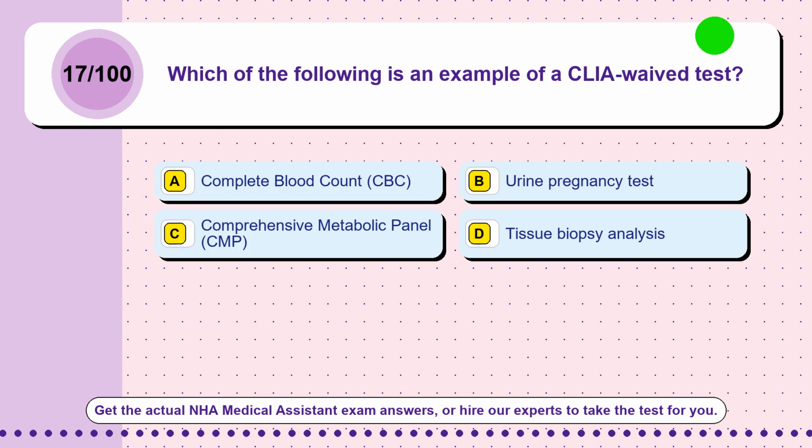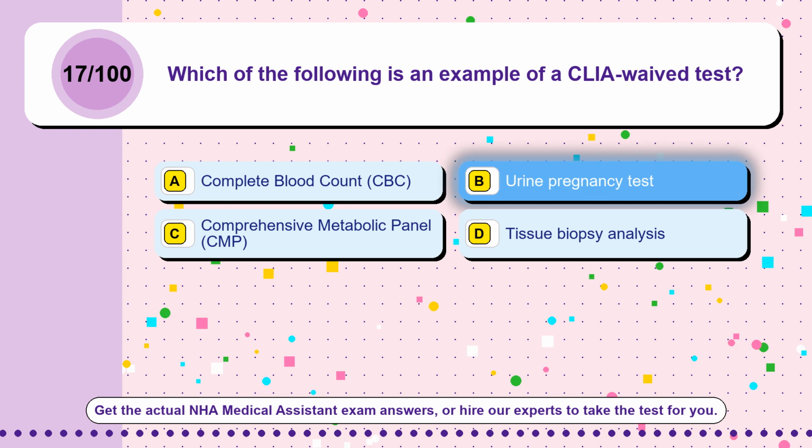Question 17. Which of the following is an example of a CLIA waived test? Option A. Complete blood count, CBC. Option B. Urine pregnancy test. Option C. Comprehensive metabolic panel, CMP. Option D. Tissue biopsy analysis. The correct answer is option B.